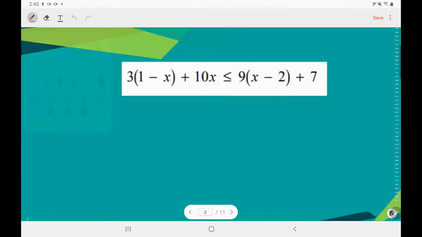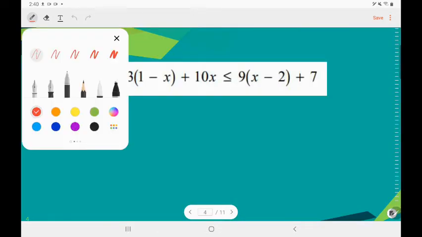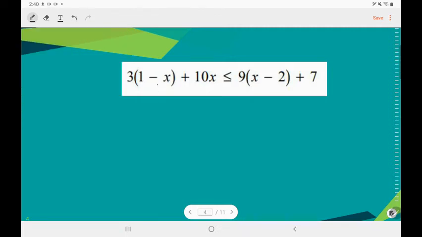All right, let's go ahead and solve a couple more. If you have this problem right here, we're going to change it to black so we can see it a little better. I'm going to start by distributing. I have lots of x's on both sides, and I need to distribute first so I can combine them. 3 times 1 is 3. 3 times negative x is negative 3x, plus 10x is less than or equal to 9x, because I'm distributing on this side as well, minus 18. And then don't forget to bring down the plus 7.